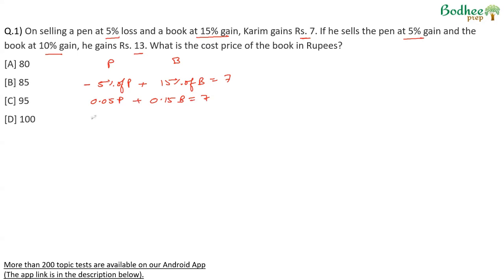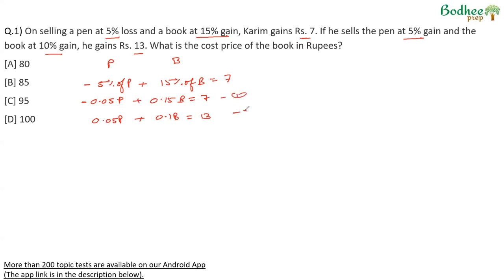In the second case, 5% gain on the pen and 10% gain on the book. So 5% of p or 0.05p plus 10% of b or 10 by 100, 0.1b. This is 13. This was negative. Loss plus profit is 7. Profit plus profit is 13.